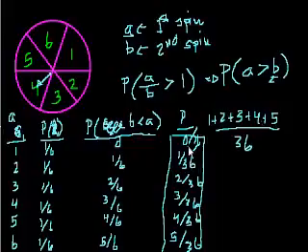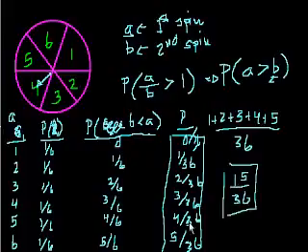Now let me add carefully, because this is where I historically mess up my problems. 1 plus 2 is 3. 3 plus 3 is 6. 6 plus 4 is 10. 10 plus 5 is 15. So that equals 15 over 36. And that is choice A. Move on to the next problem.